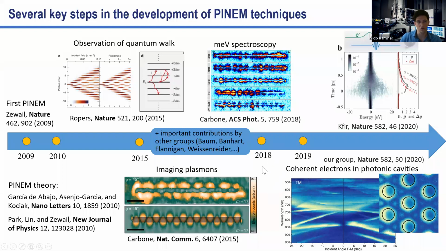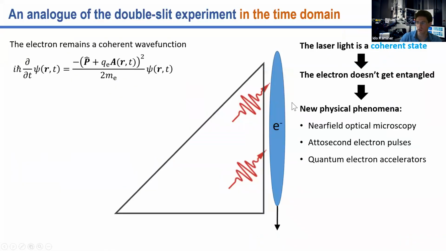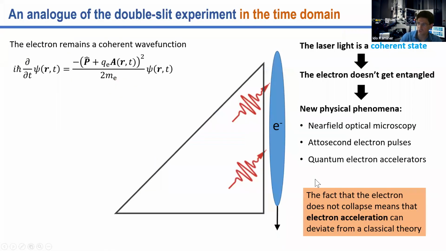What I want to do for the rest of the talk is to show you one other idea that comes up from this that is still using coherent light, and then ask what happens when the light is no longer coherent. And for this, I want to focus on the last item here, on the fact that the electron does not collapse. What does it mean for electron acceleration?